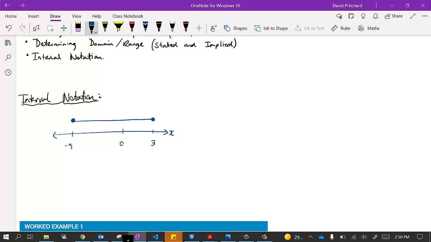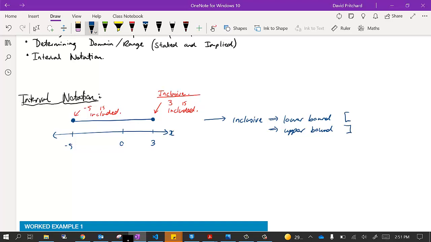To write this in interval notation, remember the colored in circle means inclusive, which means that the 3 is included, and it also means that the -5 is included. When using interval notation, if it is inclusive, then the lower bound will be represented by a square bracket, and the upper bound will also be represented by a square bracket. So I would be saying that x is an element, so that's our set notation, inclusive between -5 and 3.